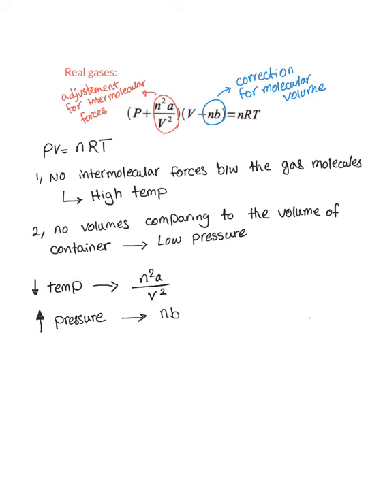So these two criteria are for real gases, and these two criteria are for ideal gases. So remember, at low temperature and high pressure, we have deviation from ideal gas law, and we need to do some correction to the actual ideal gas formula.